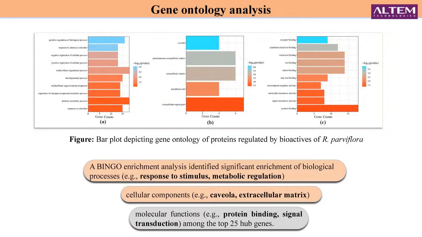You can see that the BiNGO enrichment analysis identified significant enrichment for biological processes such as response to stimuli and metabolic regulation. Also, it identified cellular components like the caveola and extracellular matrix, and molecular functions such as protein binding and signal transduction among the top 25 genes.